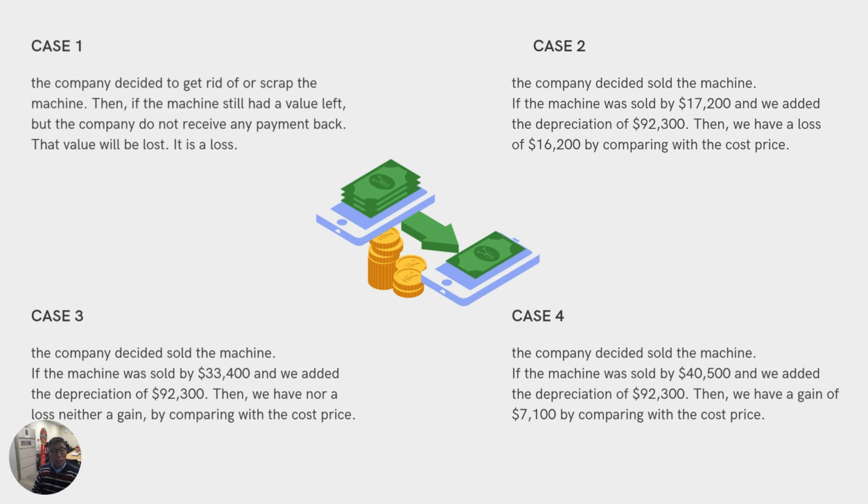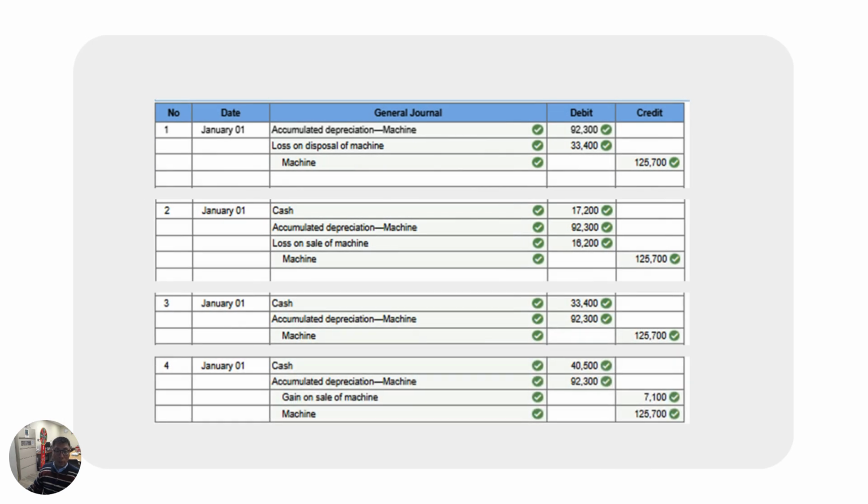In case four, the company decided to sell the machine, and the machine was sold for, sorry, $40,500, and then we have a gain in this case. If we compare with the cost price, the gain is $7,100. So after analyzing this, we have to record the journal entries.